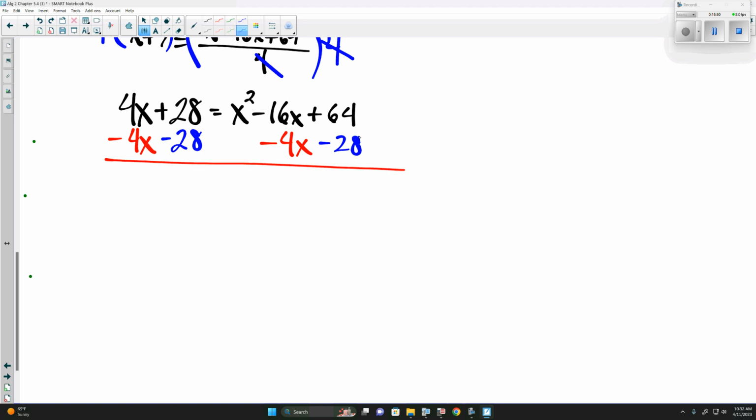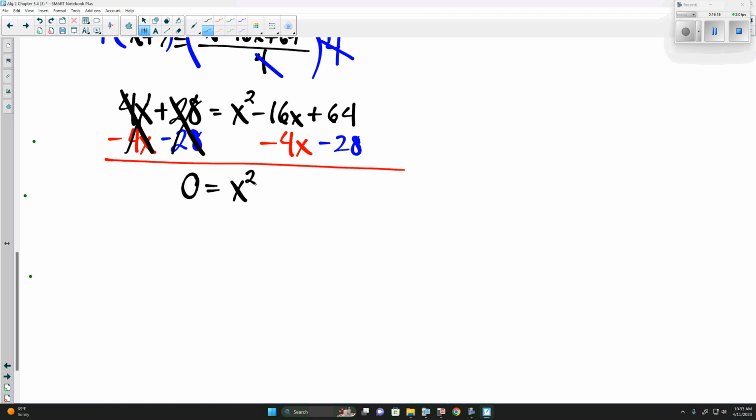Normally, especially in Algebra 1, when we cover doing these, we did them in single steps, mainly so that we don't overcomplicate it and have too much stuff going on. But I feel that y'all at this point can keep those two steps separate and do them at the same time, because 4x minus 4x is 0. 28 minus 28 is 0.